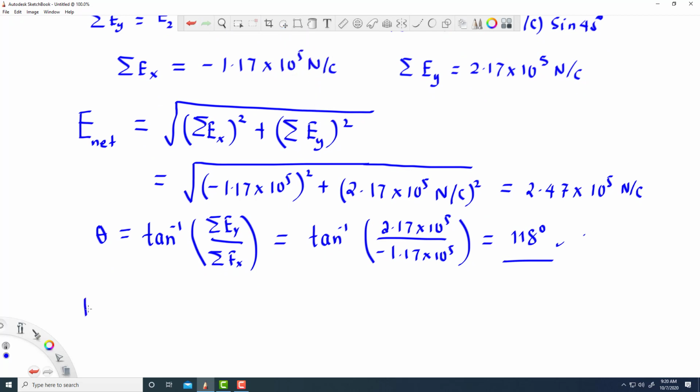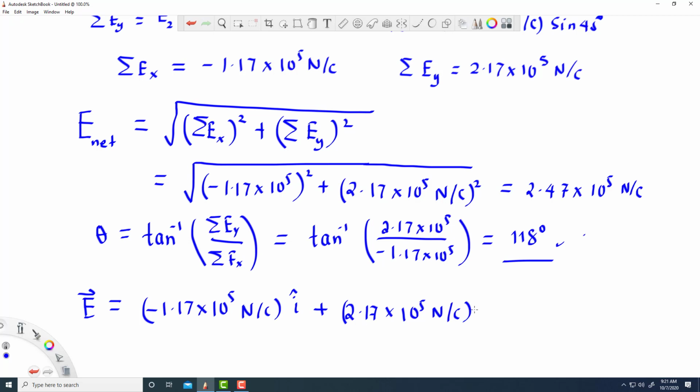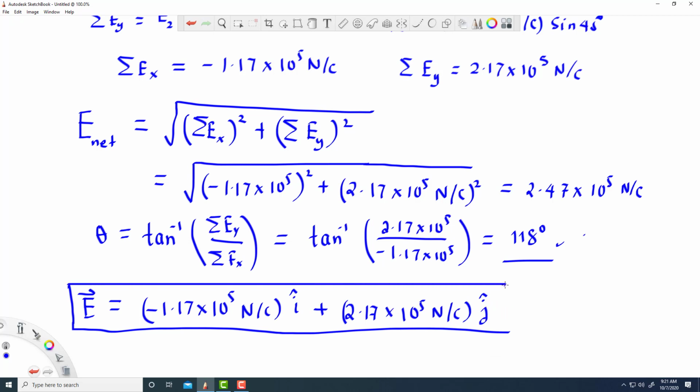you can express the electric field vector as x component, which is minus 1.17 times 10 to 5 Newton per Coulomb. So this is along x direction. So this is i hat. i hat means it's along x direction, plus 2.17 times 10 to 5 Newton per Coulomb. This is along y direction, so j hat. Okay. So you can use either this representation or this representation. Either one is fine.